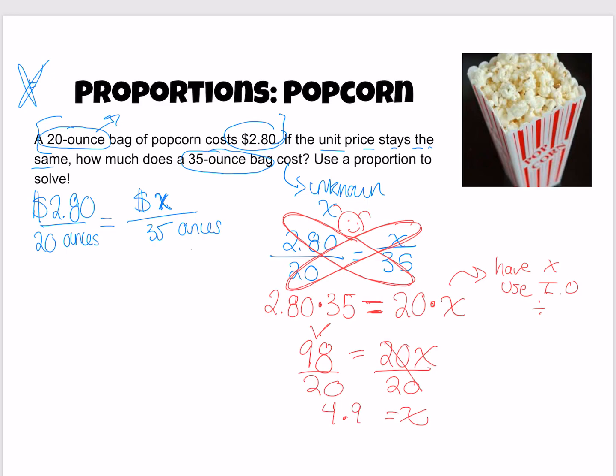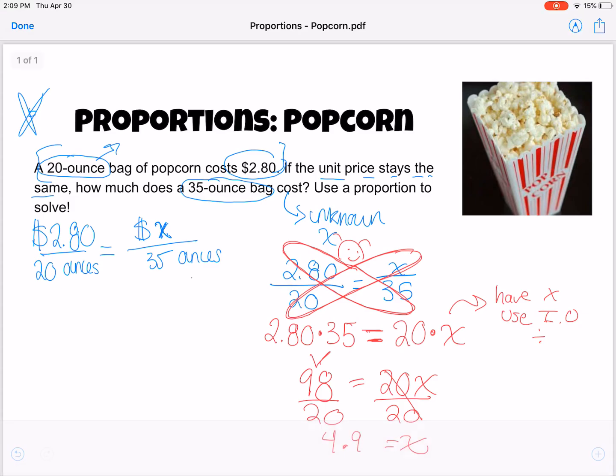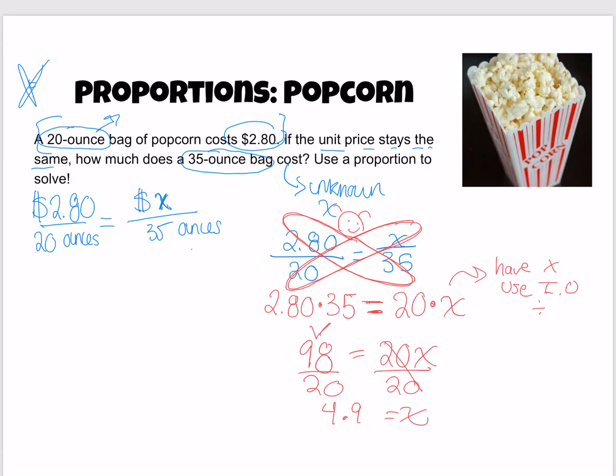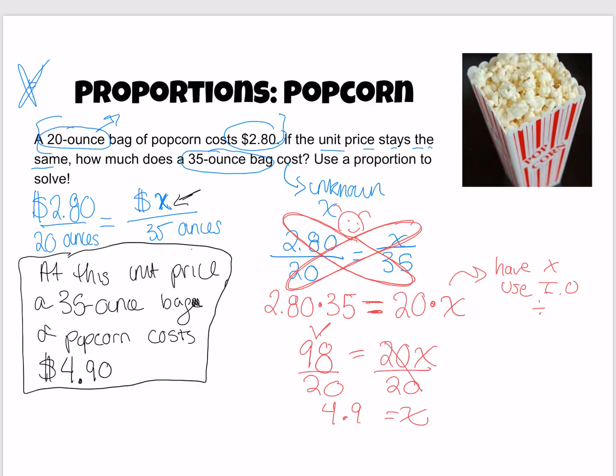Now, we need to go ahead and actually answer our question, which says, how much does a 35-ounce bag cost? Well, we know that X is 4.9, but we know that we're talking about money here. So let's write an answer sentence, something like, at this unit price, at this rate, a 35-ounce bag of popcorn costs, remember, it's money, so we need to go 2 decimal places, $4.90. So we know that X is equal to 4.9. And in the context of money, that'd be $4.90.